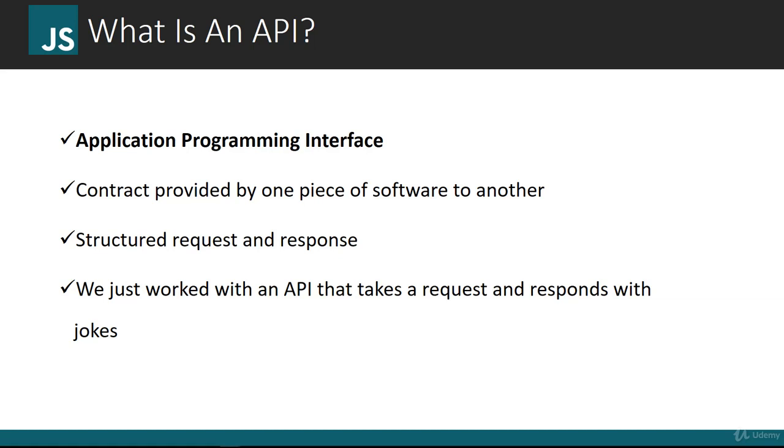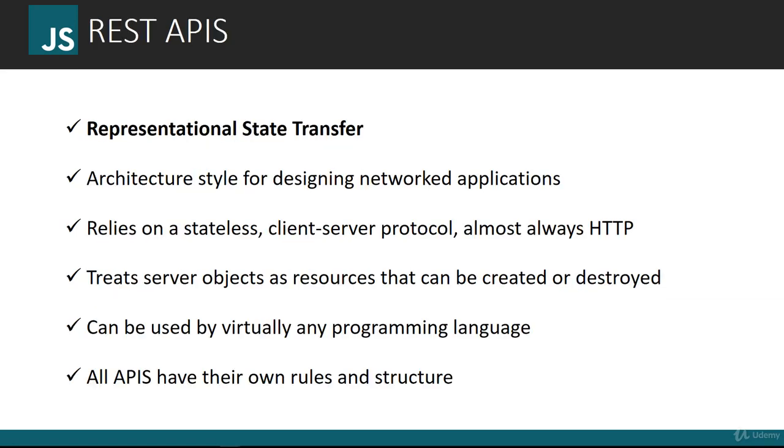Now, the last video was a perfect example of a web API. It takes a request, which was the URL along with the number of jokes that we wanted, and it processed that, and then it sent back a response formatted as JSON with the Chuck Norris jokes. Okay, that's a web API. All right, so what is REST?